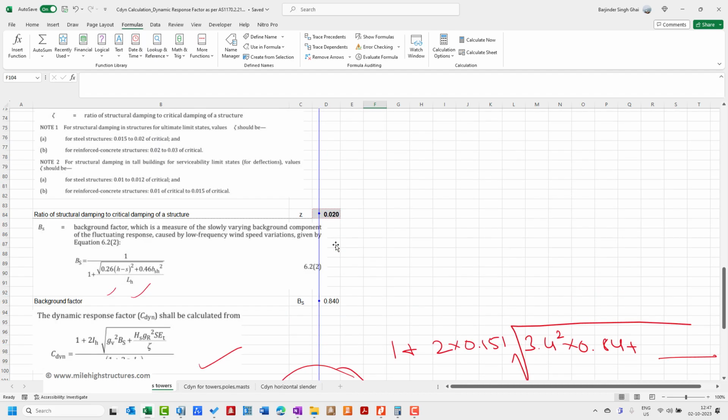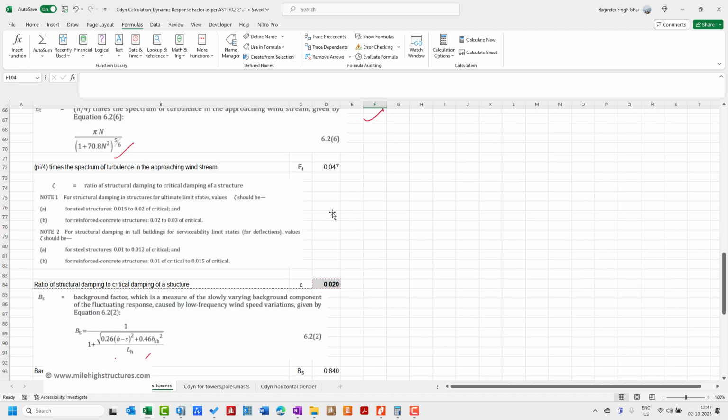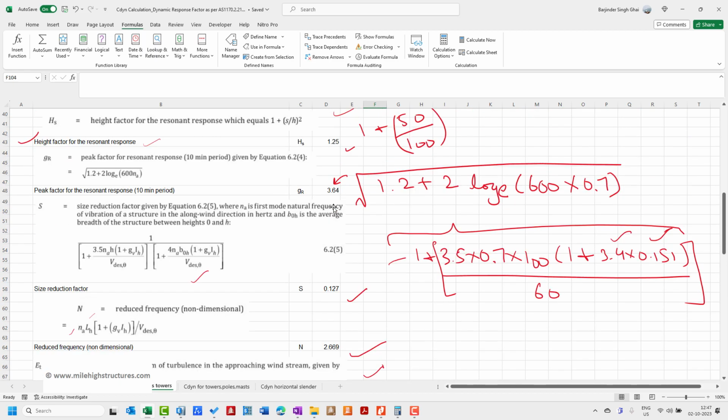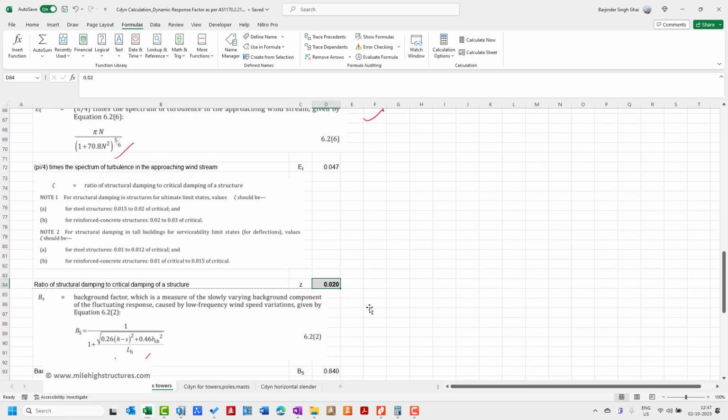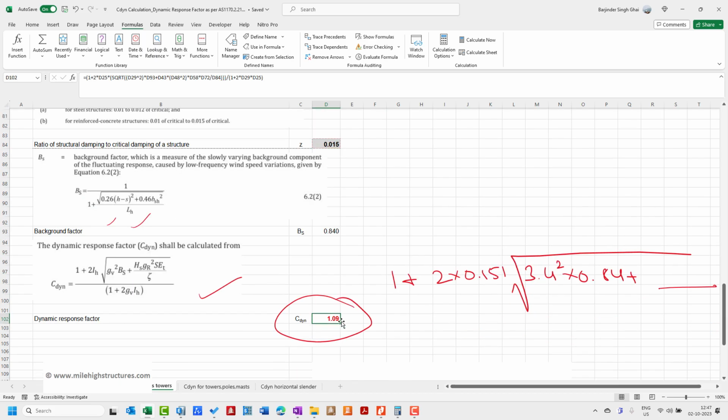Similarly, let us try to change the values here. Let us assume we have the same structure in steel, so we can put the value of the damping here as 0.015. So instead of 1.06, the value of the Cdyn increases to 1.09. So we can say that steel structures are a little bit more sensitive to wind as compared to concrete structures.